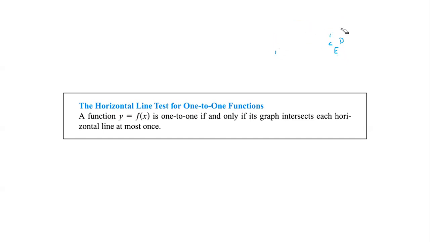So let's just look at the summary over here, okay? Y equal to f of x is 1-to-1 if and only if its graph intersects each horizontal line at most once.